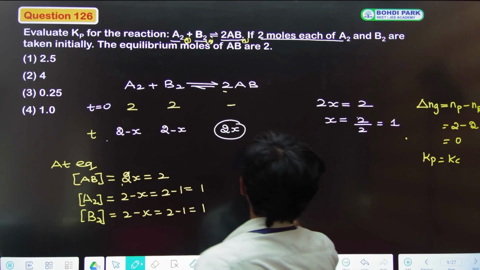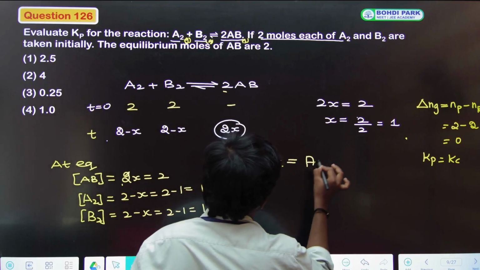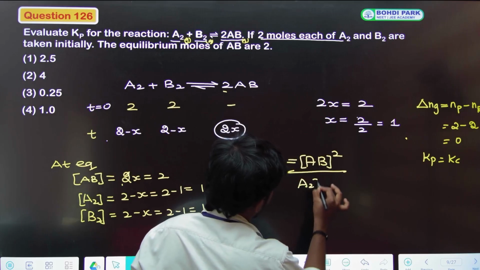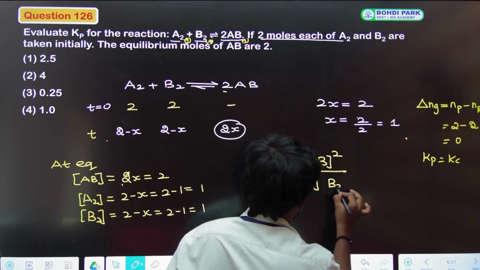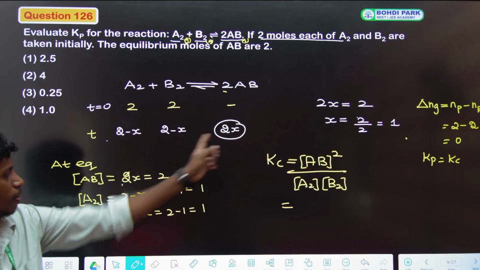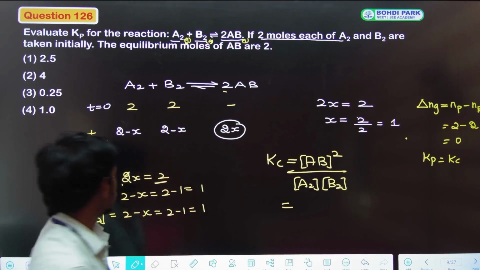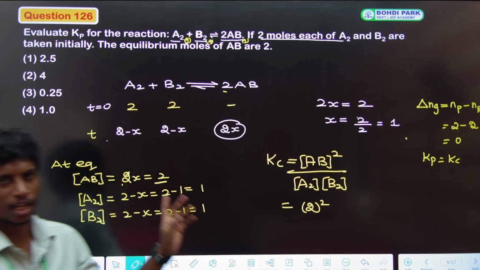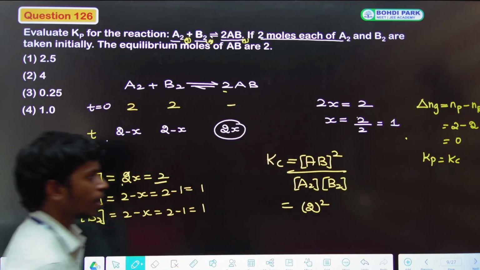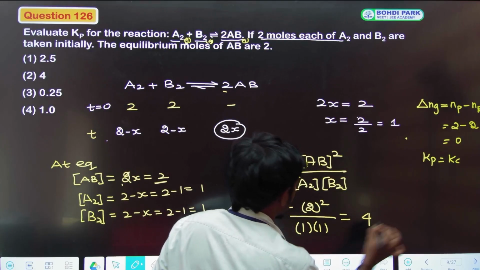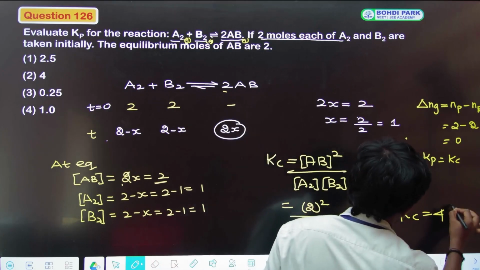Kc ஓட ஃபார்முலா என்ன? Concentration of AB the whole square divided by concentration of A2 into concentration of B2. Kc ஓட வேல்யூ எவ்வளவு? AB square, AB வந்து நம்ம கண்டுபிடிச்சிட்டோம் 2 அப்படி சொல்லி. The concentration is 2. So 2 square, because since it is a 1 liter chamber, அதனால நான் concentration number of moles சேம் வச்சுக்கிட்டேன். Divided by 1 into 1. So answer is 4. Then Kc value is nothing but 4.